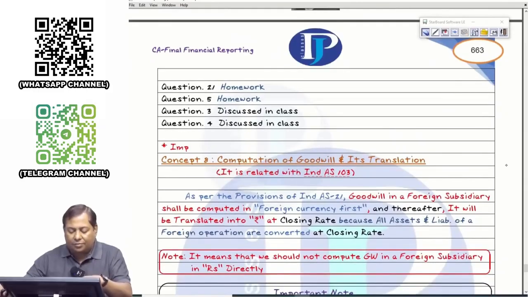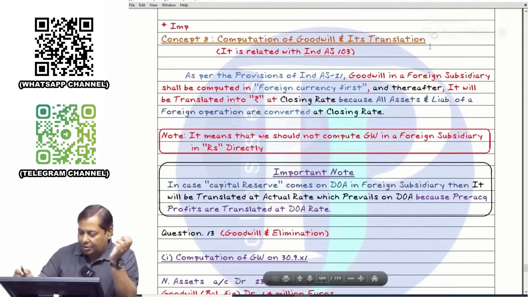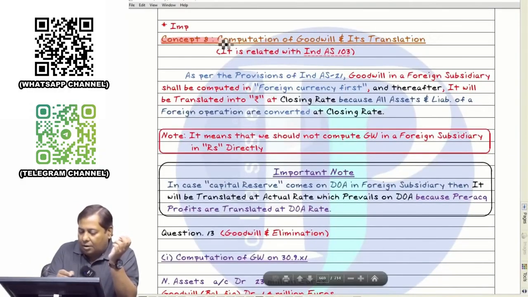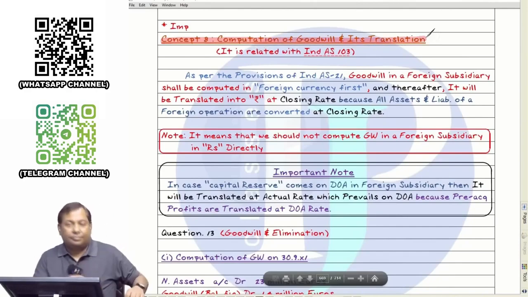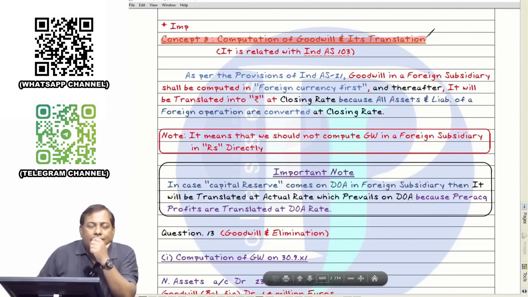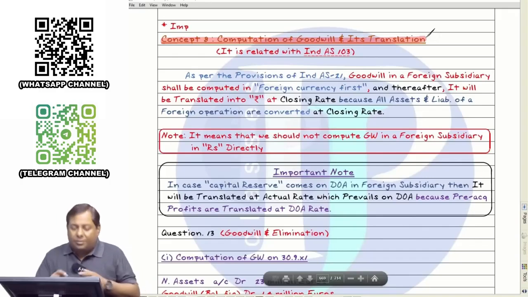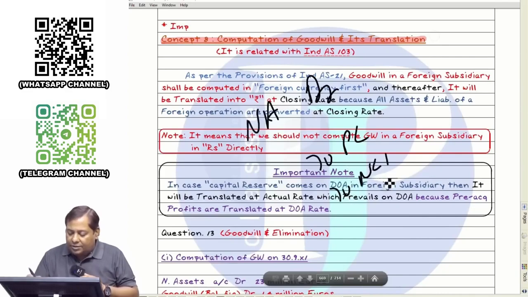21st and 5th were given in homework, then 2 questions were discussed in class, then we moved on to concept number 8: computation of goodwill and its translation. That was a good point. So, you have taken control of a foreign company while sitting in India and took 80% of the shares. An Indian company took over the control of a foreign company. So this is a business combination. It will be subject to Ind AS 103. Ind AS 103 says net assets debit, PC, NCI and difference goodwill.